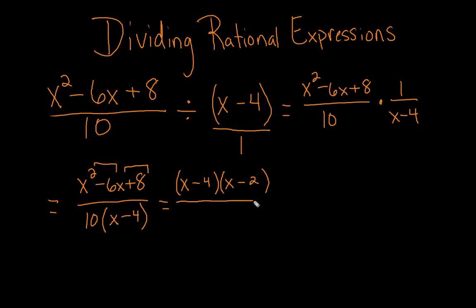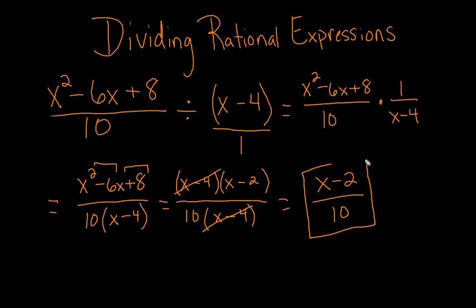If you need a little practice factoring, go ahead and do that. Then on the bottom, we're going to leave it the same, 10 times x minus 4. From here, we can see if we can factor anything else, and we really can't, so we can start simplifying common factors. There's an x minus 4 in the numerator and an x minus 4 in the denominator. The 10 and x minus 2 are not common factors, so they can't be simplified. Our final answer is x minus 2 over 10. That is our final simplified answer after we divide these two rational expressions.